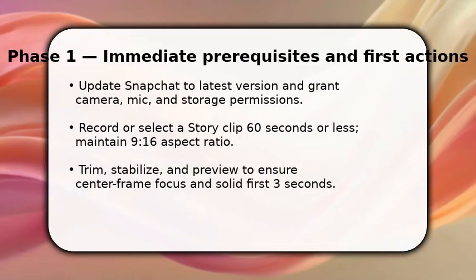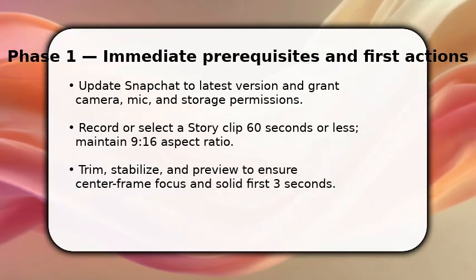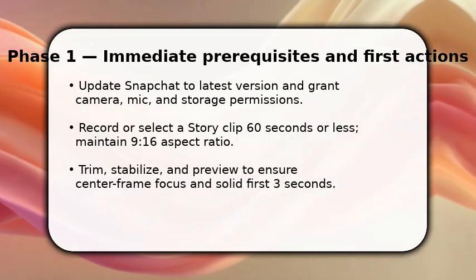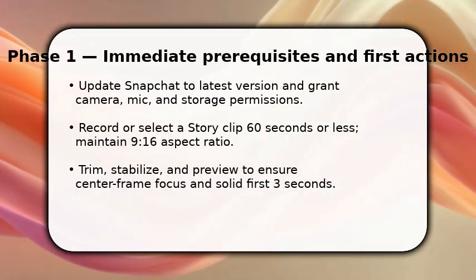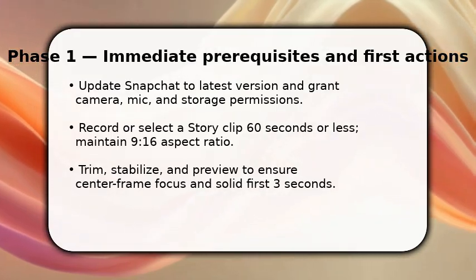You start by getting the essentials done fast. Update Snapchat, allow camera, mic, and storage access so nothing blocks recording. Once done, record or pick a story clip under 60 seconds. Snapchat favors 9 to 16 vertical video, so frame your subject in the center.